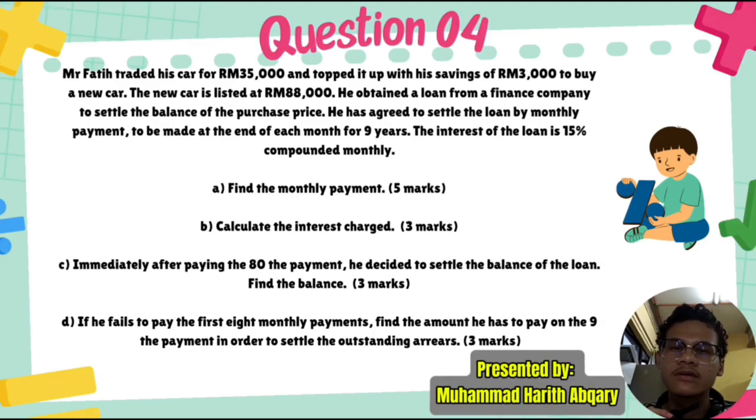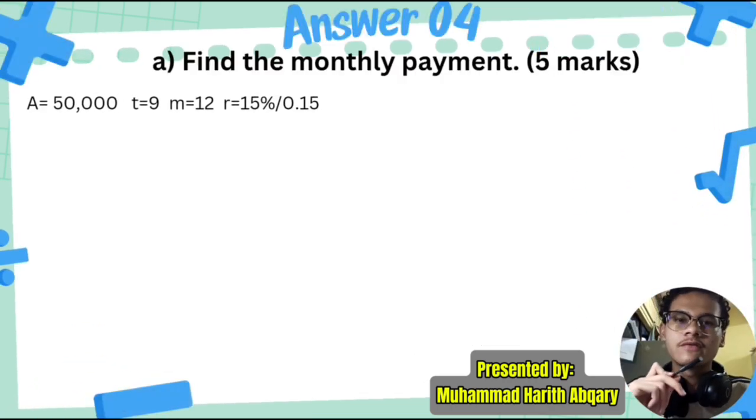Question 4. Mr. Fateh traded his car for 35,000 ringgit and topped it up with his savings of 3,000 ringgit to buy a new car. The new car is listed at 88,000 ringgit. He obtained a loan from a finance company to settle the balance of the purchase price. He has agreed to settle the loan by monthly payment to be made at the end of each month for 9 years. The interest of the loan is 15% compounded monthly. Question 4a. Find the monthly payment.